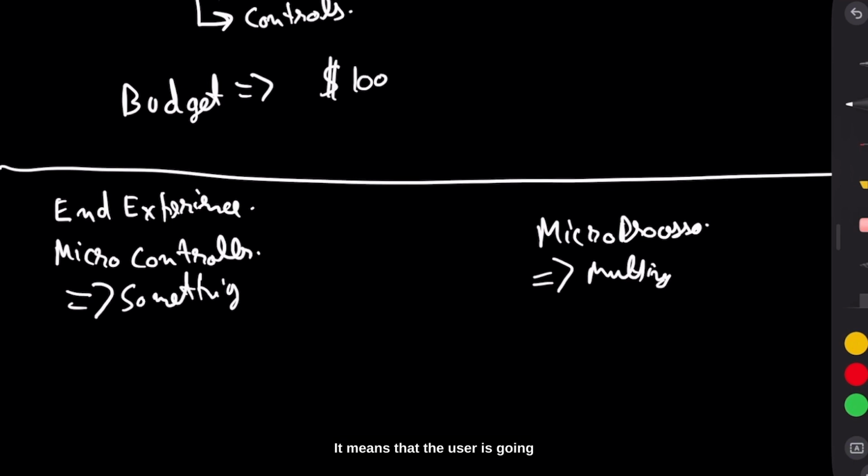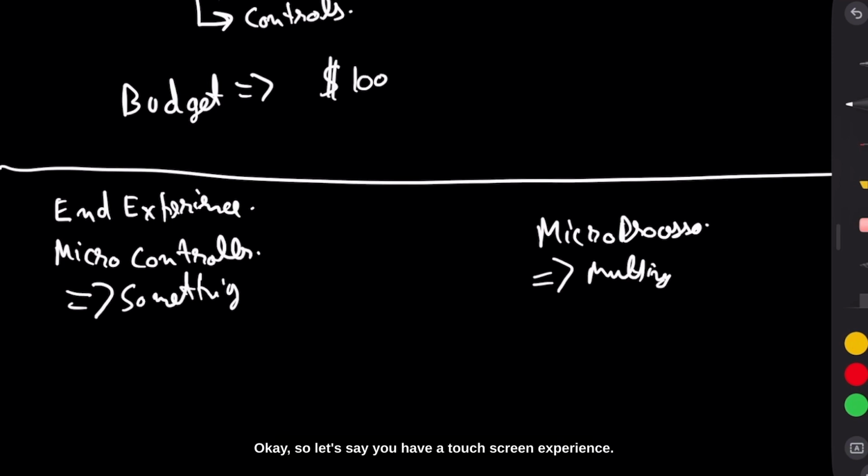It means that the user is going to feel great about the experience. It's not going to be slow. It's not going to be sluggish. It's going to be very fast and very responsive, because you can handle multiple things at the same time. When you say multiple things at the same time, it means that you are essentially giving the user the authority to have multiple things happening as well.